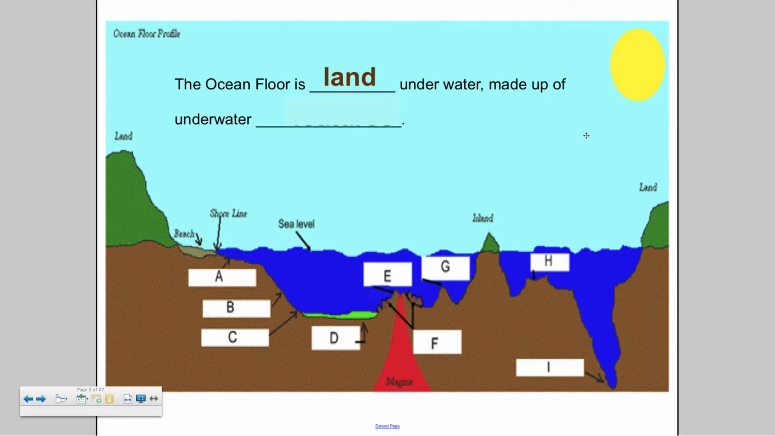So the ocean floor is land underwater, made up of underwater what? What do we call those things again? Tell me, mid-ocean ridges and trenches, what are those all called? No, we just called them something. When I said, while you're watching the video, look for the, yes, that is one of them, features. Thank you very much.